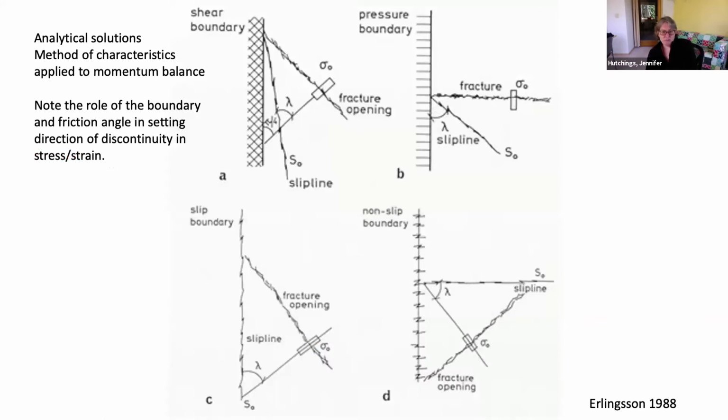And I would just like to point you to Bjorn Ellingson's work, which describes very simplistically with a Mohr-Coulomb relationship, how you can relate those boundary conditions through a friction angle to the orientation of discontinuities in the velocity and stress field. So we can think about this analytically if we want to set up our equations in such a way.